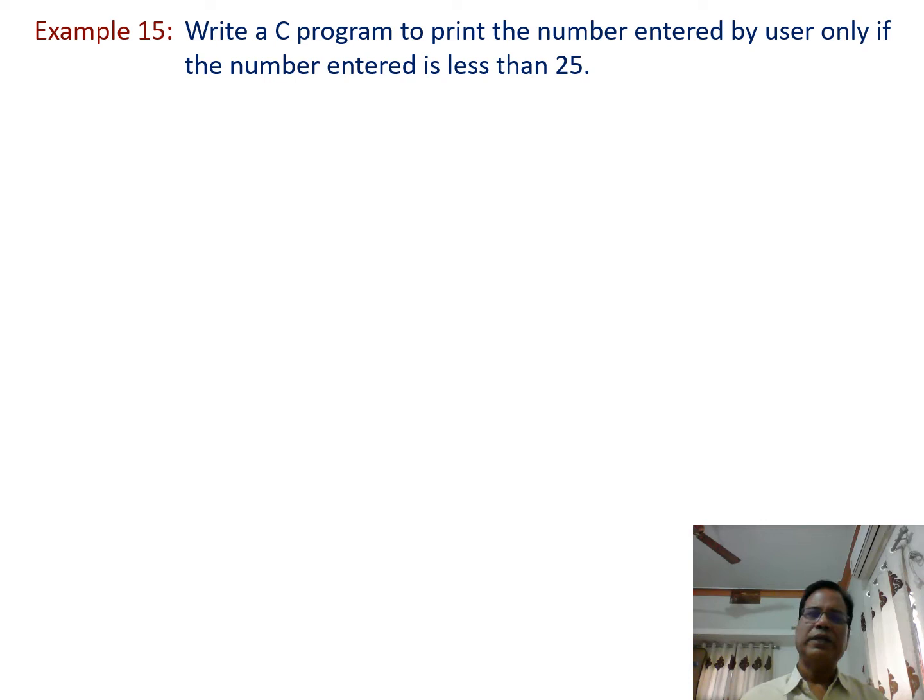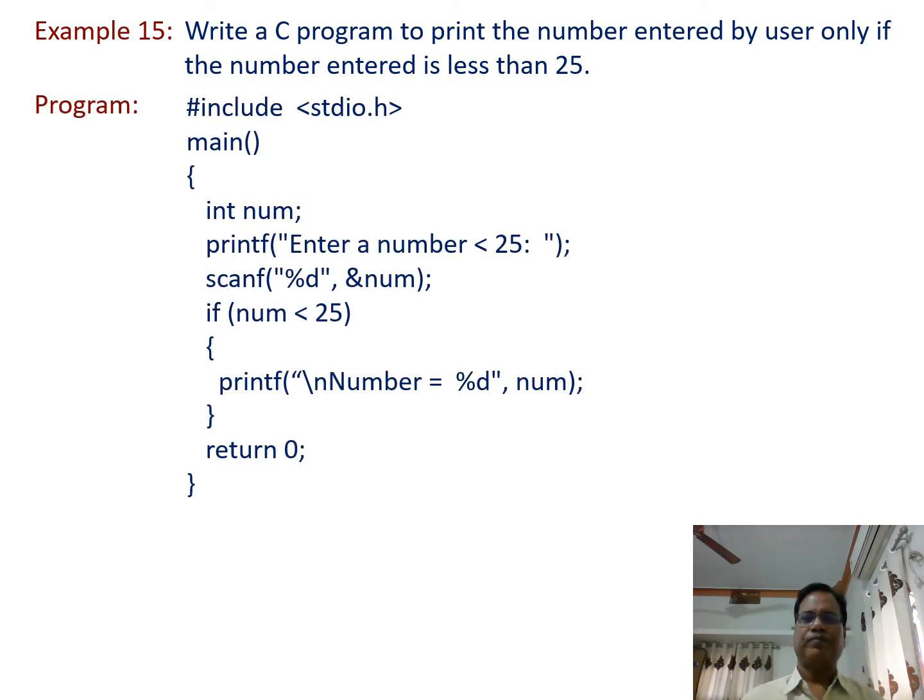Now in another example, write a C program to print the number entered by the user only if the number entered is less than 25. In this example, we have to print the output if the number entered by the user is less than 25. So again we are using the if statement.